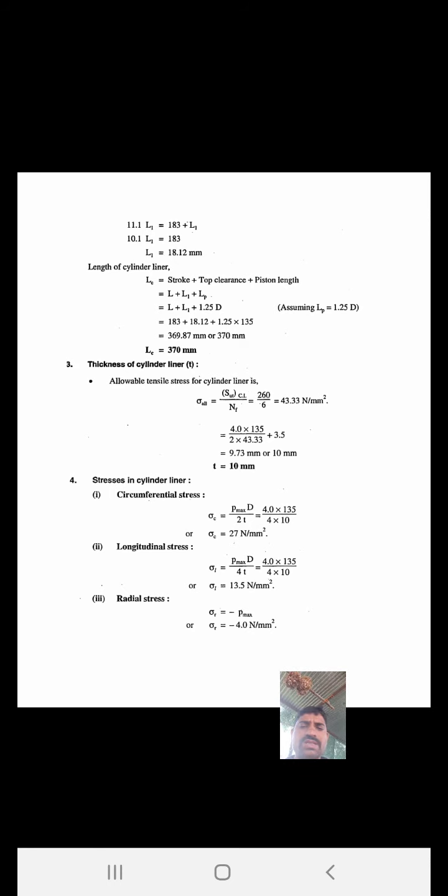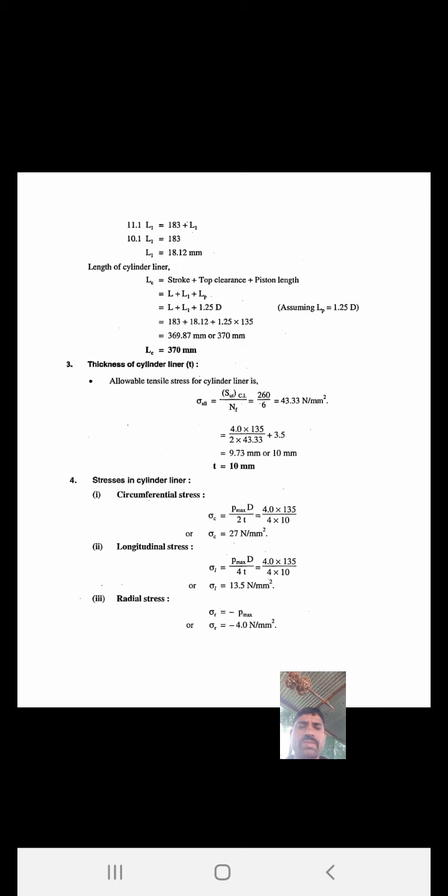Then the stress in the cylinder liner. How to calculate the stress in the cylinder liner? There are three stresses we have seen: circumferential stress, longitudinal stress, and radial stress. Then we will find them one by one. First is the circumferential stress. It is denoted by sigma c, equal to P max into D divided by 2t. Again, see the value of P max, 4. So 4 into 135 divided by 2 into 10, you will get 27 Newton per mm square.